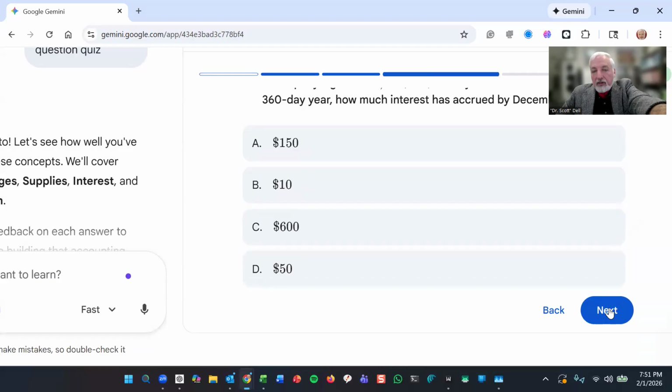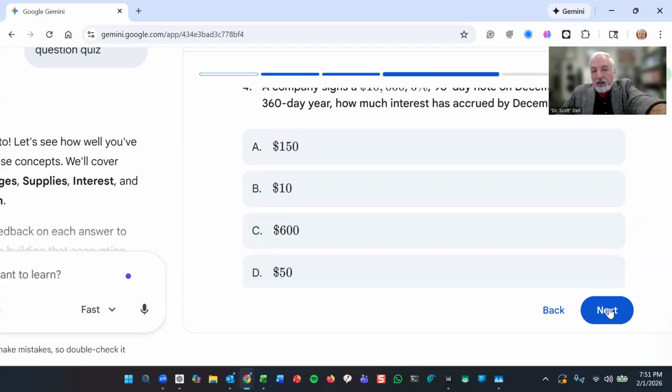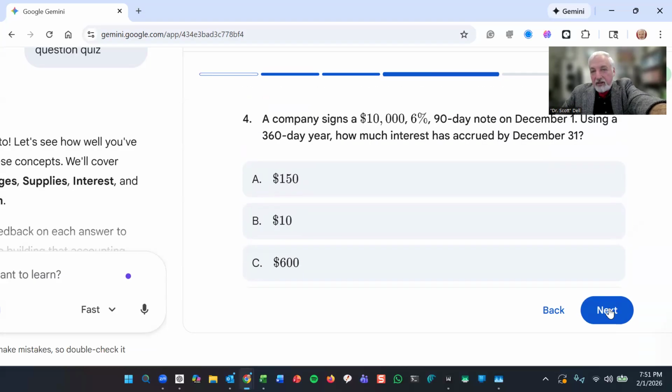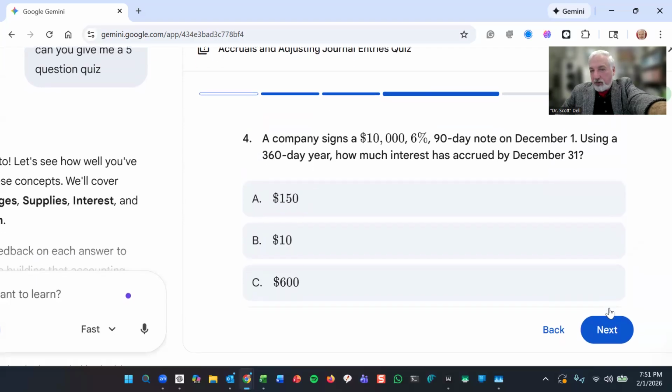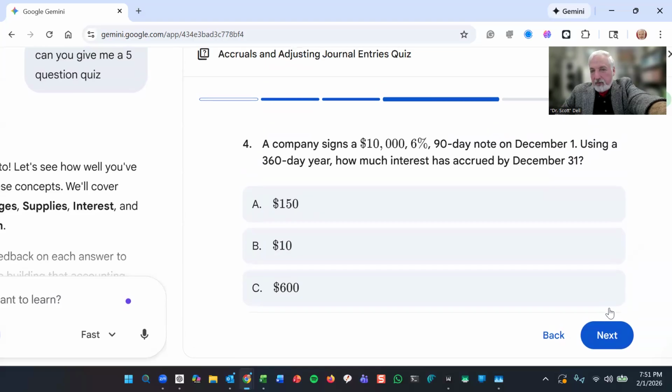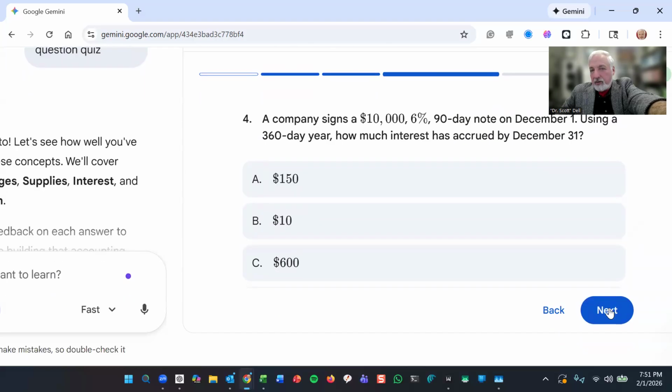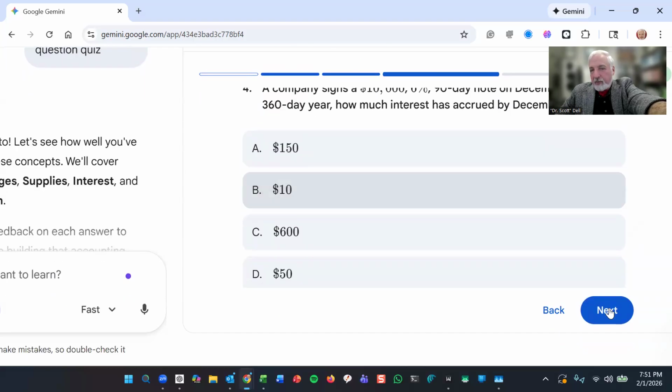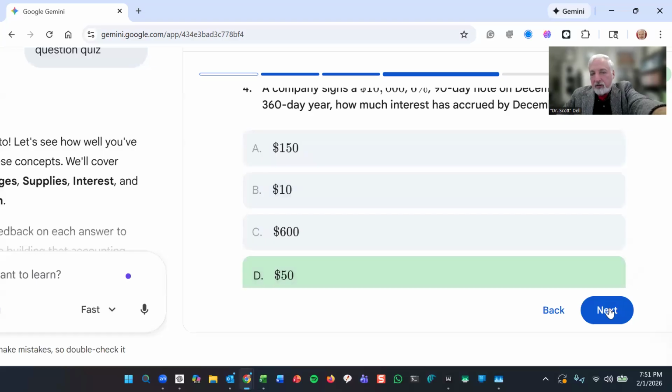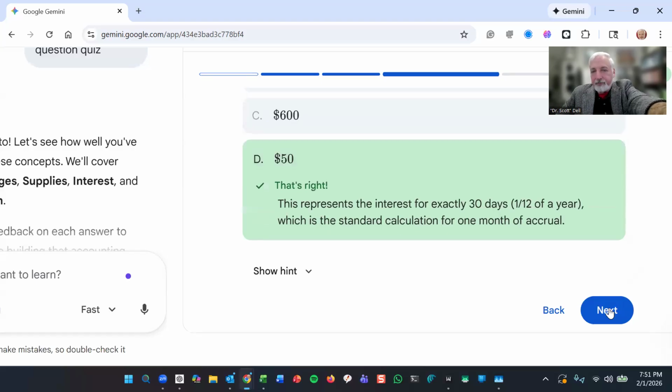And if we're looking at our answers, we get 150, 10, 650. So I did some quick math in my head. You should be able to do 10% pretty quick. And 10% of 10% is 1%. So if we said it was 0.5% a month, we got 1 month. And 1% would be, again, as we said before, $100. And 0.5% would be $50. So let's see, $50 is a good calculation. That's right. It's like 30 days, 1/12 of the year, standard calculation.